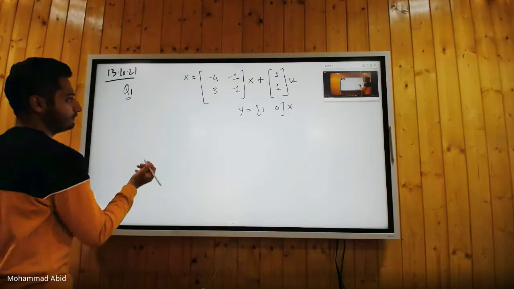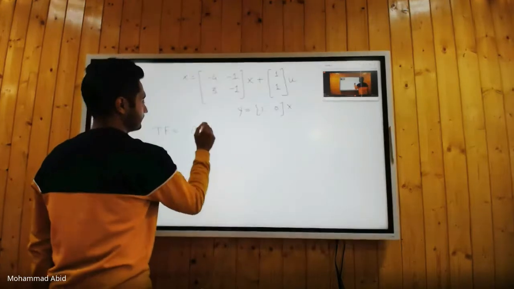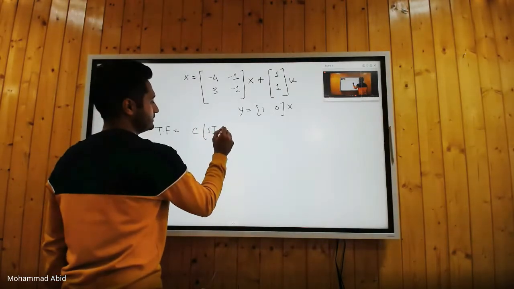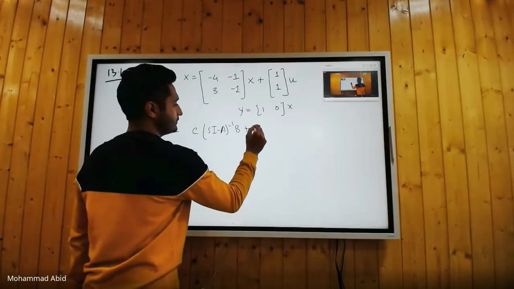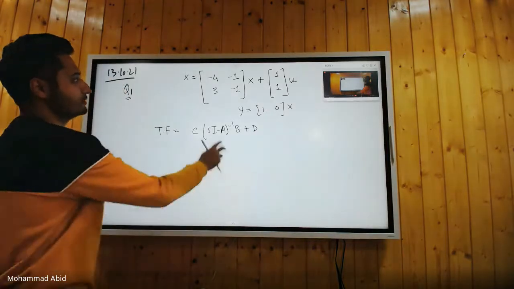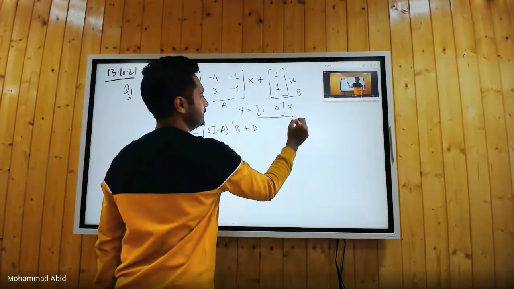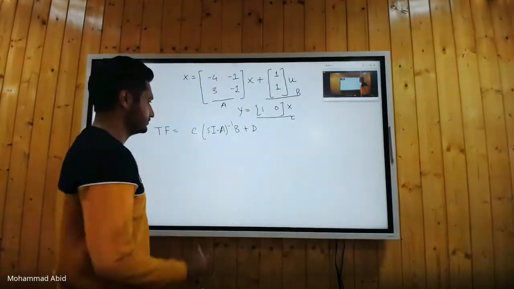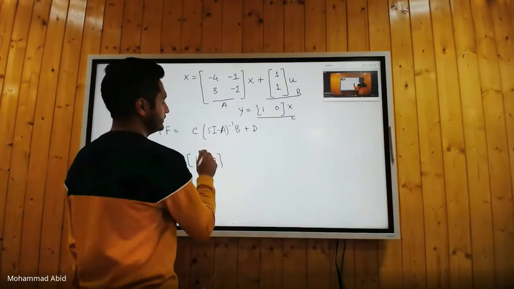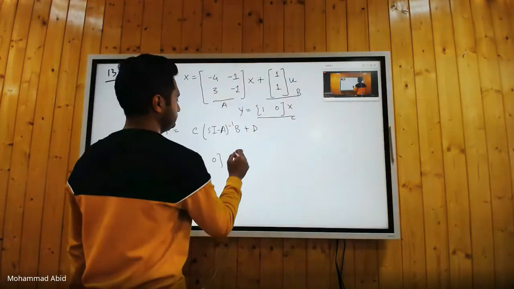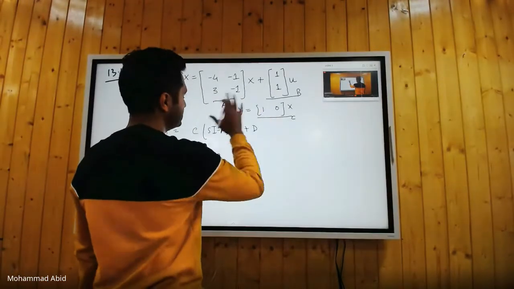Okay, so you know the transfer function is given as C (sI minus A) inverse B. There is another term plus D, but which is absent here, isn't it? So this is your A, this is your B, this is your C. Substitute this and you will get the transfer function. Take the C, this is 1 0. I have to take the inverse of sI minus A, so it's just adjoint of (sI minus A) divided by the determinant.